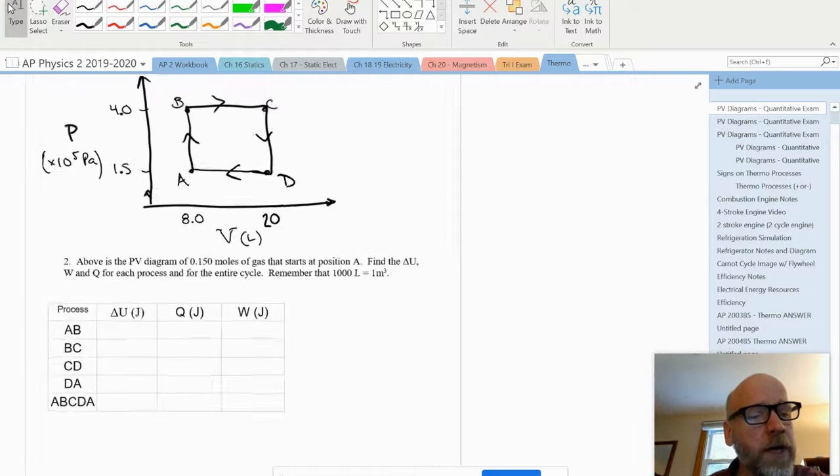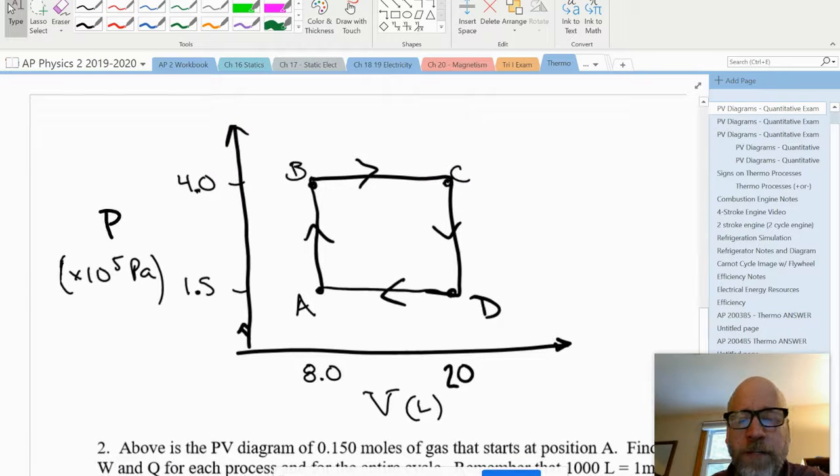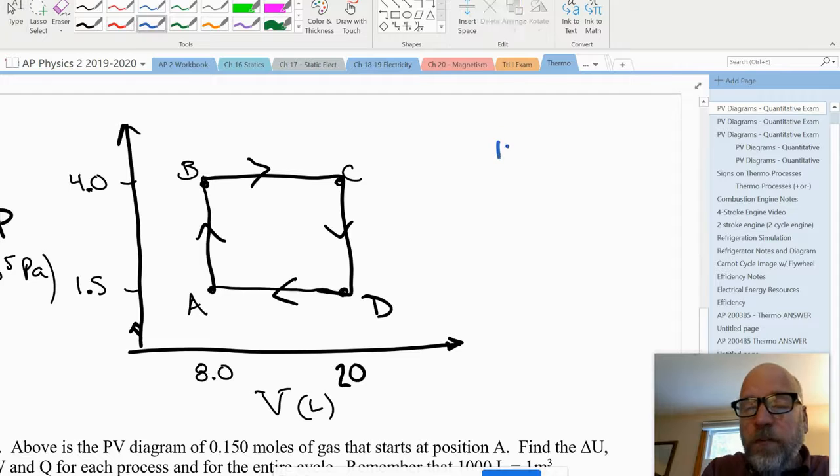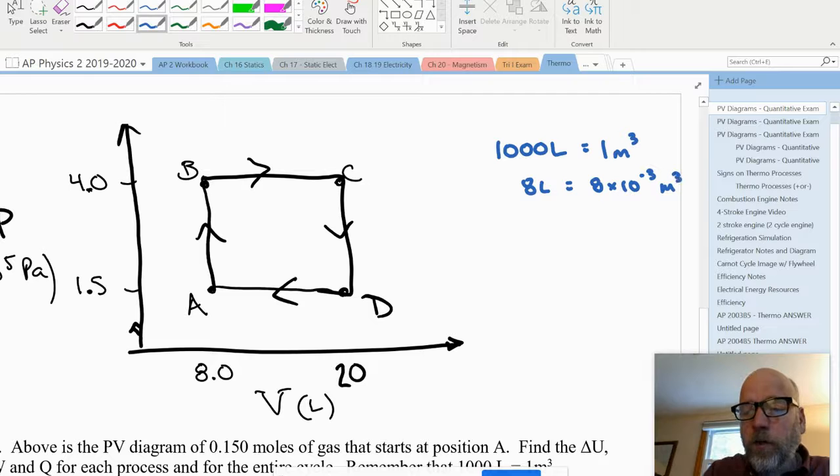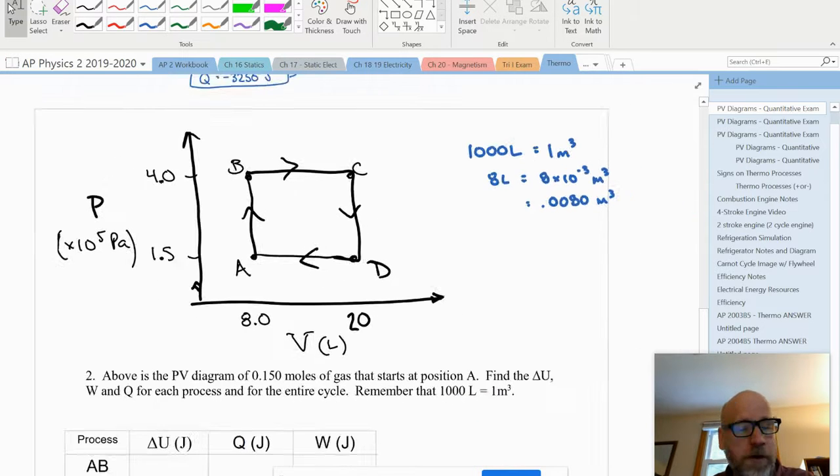So first thing I notice when I look at the graph is that my pressure axis is in times 10 to the 5th pascals, and my volume axis is in liters. Now, I need to remember that there are 1,000 liters in 1 meter cubed. Therefore, 8 liters is going to be 8 times 10 to the minus 3 meters cubed, or I could write it as 0.0080 meters cubed, just to be reminded. Okay, so without further ado, how about we tackle it?